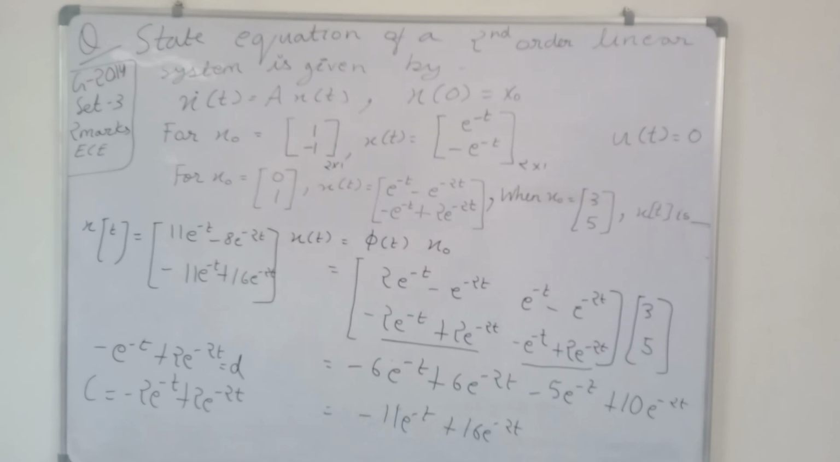So this was a very easy question. We just have to put the different values of x0 and x of t, and from that we can easily find the state transition matrix, and then using the state transition matrix and the value of x0 we can find the matrix x of t. This was a very easy question from GATE 2014 control systems, but it was a very conceptual question.